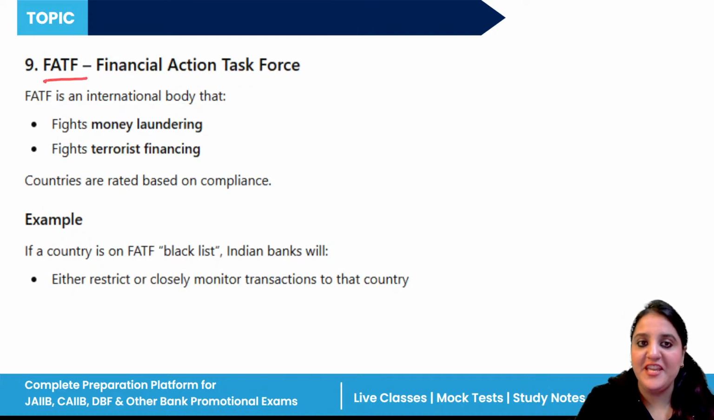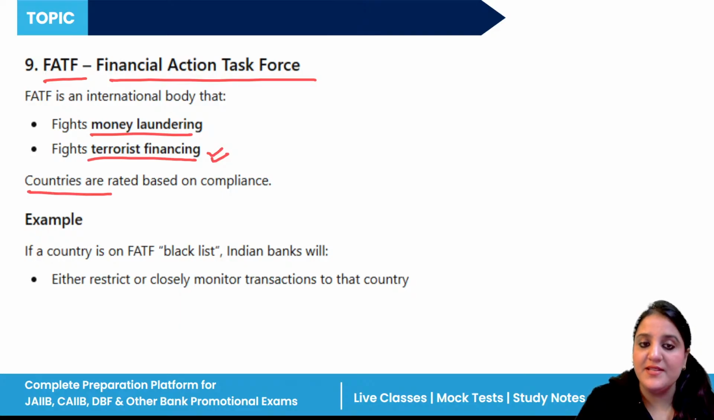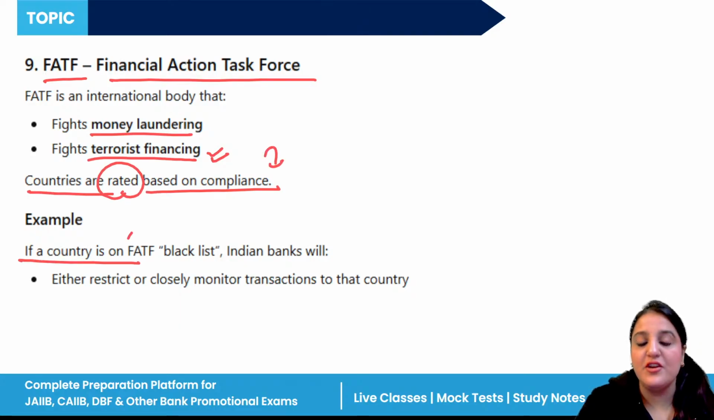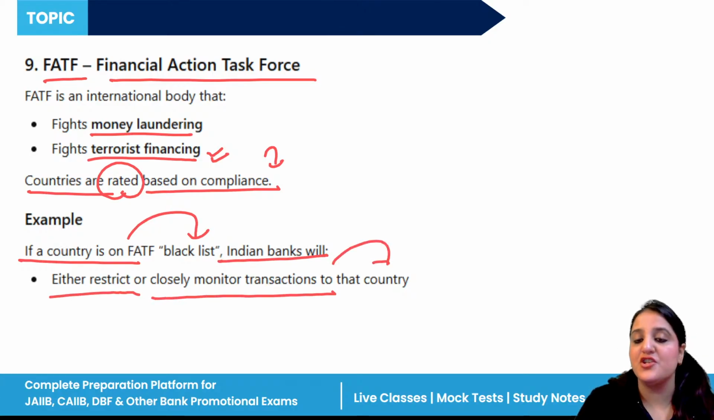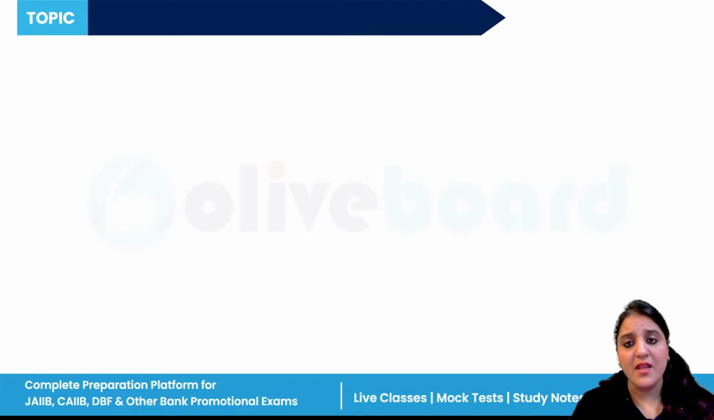And what is FATF? Financial Action Task Force. It is an international body that fights money laundering and fights terrorist financing. Countries are rated based on compliance. If a country is on the FATF blacklist, Indian banks will either restrict or closely monitor transactions to that country.